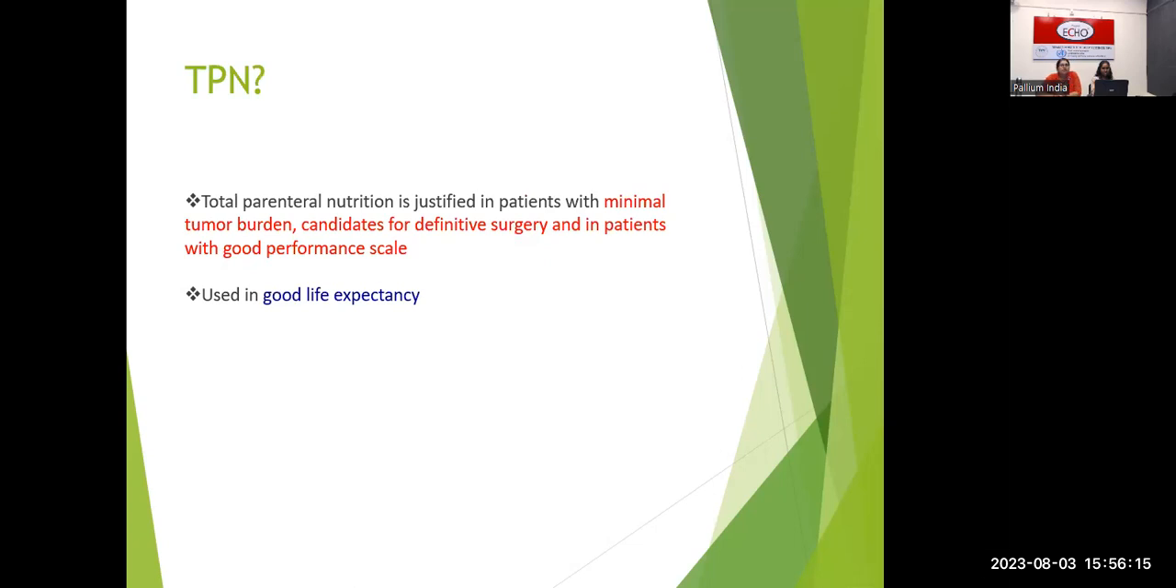So I said, TPN, total parenteral nutrition, is justified in patients with minimal tumor burden, candidates for a definitive surgery, and in patients with a good performance scale and a good life expectancy. Then maybe you can try TPN. Otherwise, for a patient in a deteriorating stage, there is no indication of starting a TPN.